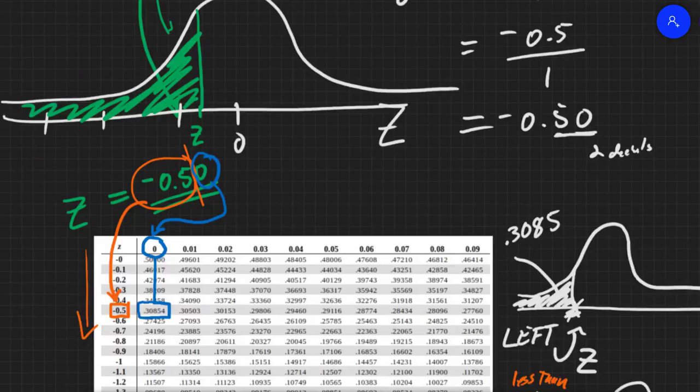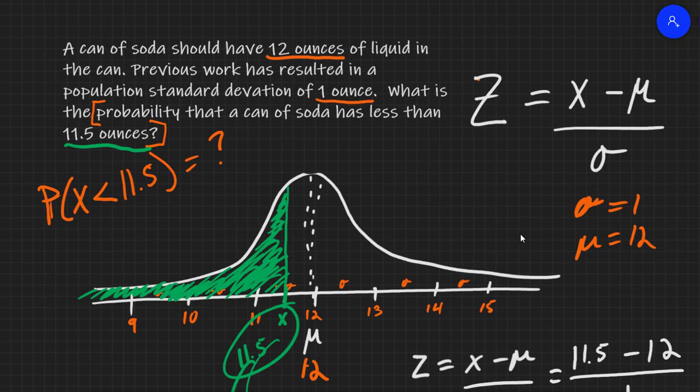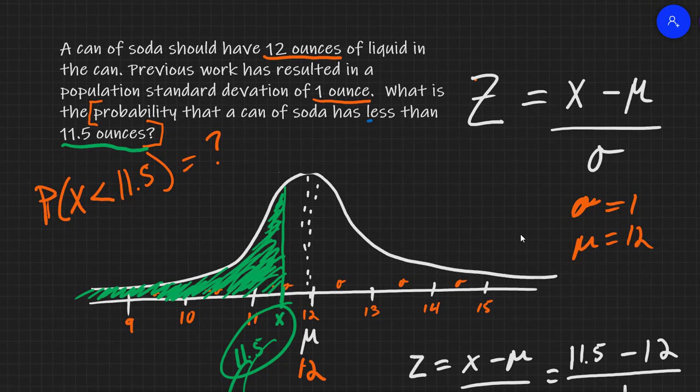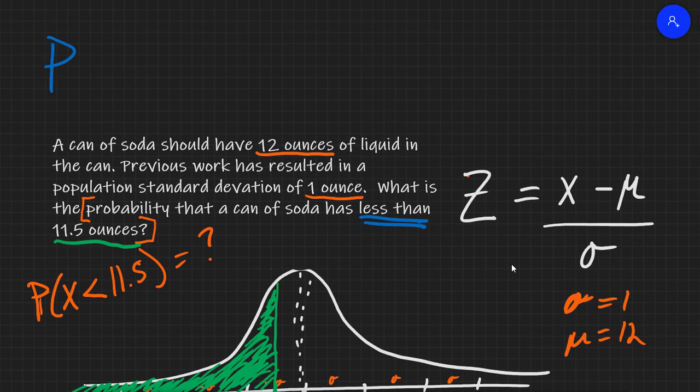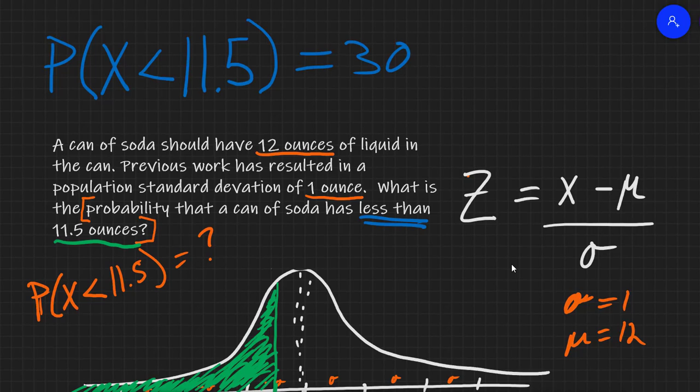Our question, if we go back to the beginning, asks us for less than, and so our answer is that the probability of drawing one can at random from that is going to have less than 11.5 ounces of soda is equal to 30.85%. A more statistically professional answer would be 0.3085, but they pretty much mean the same thing.